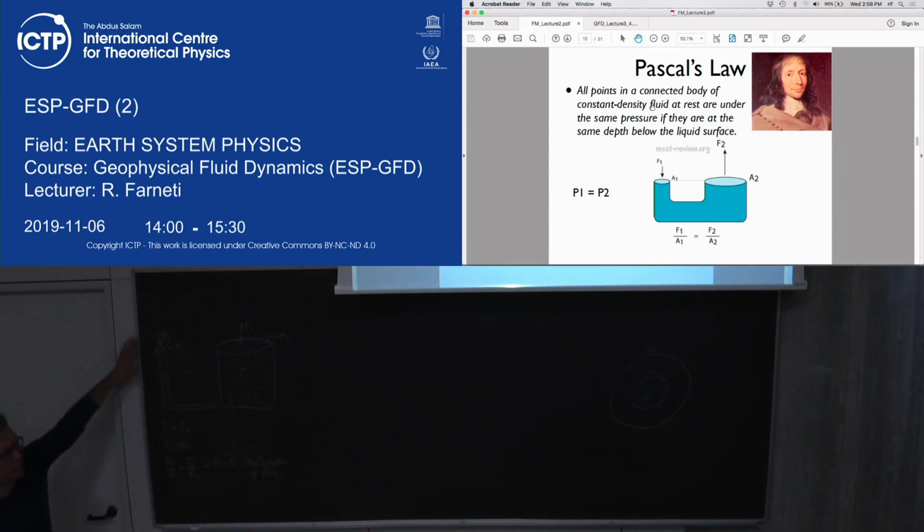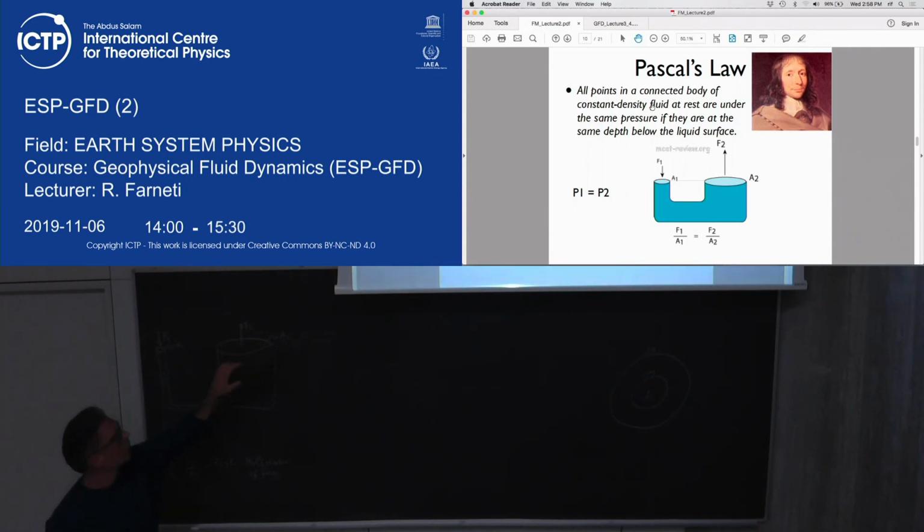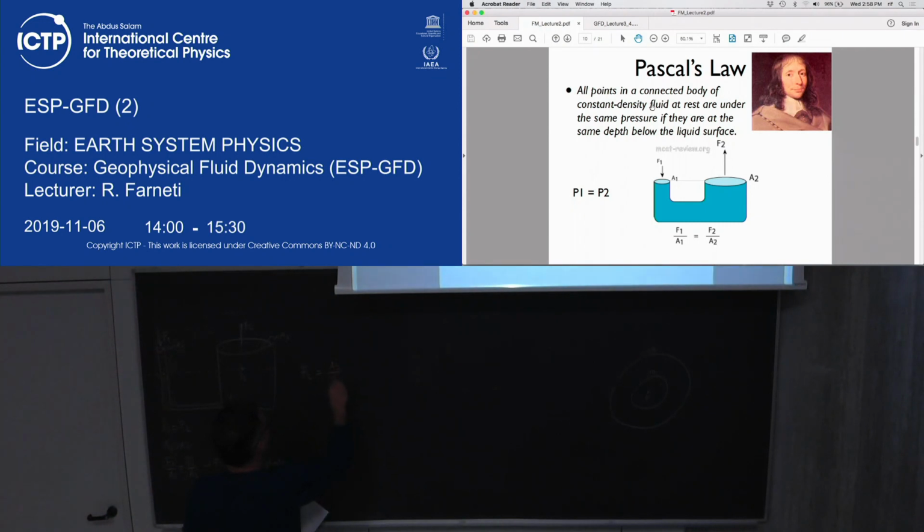Okay, so basically we are applying a force F1 to this small area A1. And because the pressure at every level is the same and we are in static condition, this F1 over A1 has to be equal to F2 over A2. And because A1 is much smaller than A2, in order for these two to be the same, F2 has to be much larger than F1. So how big is F2? F2 is A2 over A1, F1. So it depends on the ratio between the two areas.